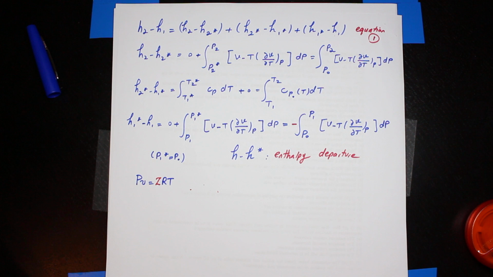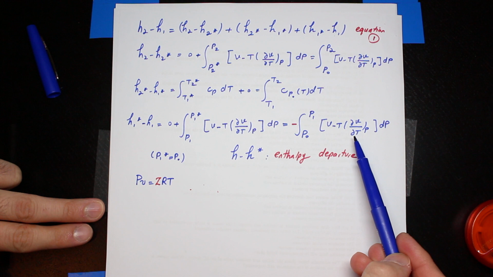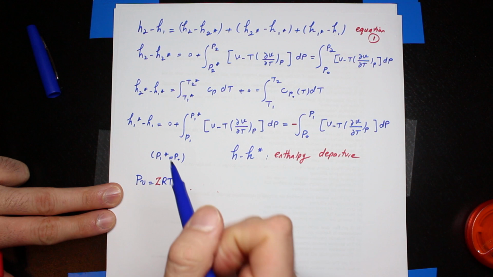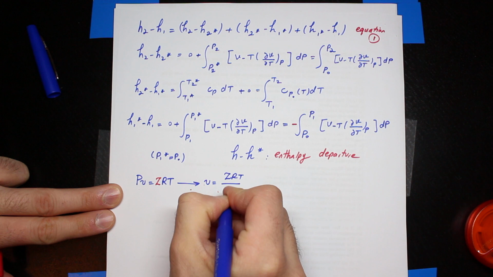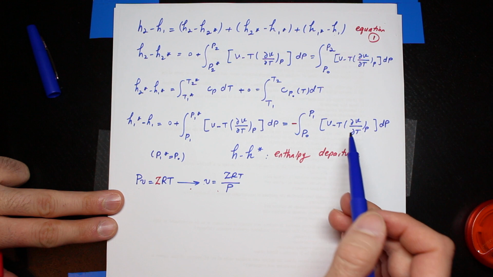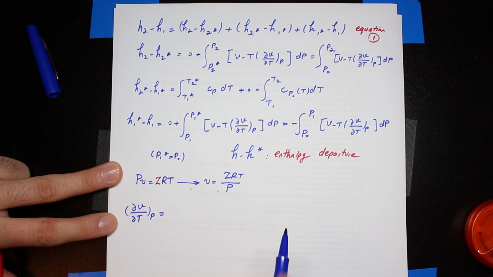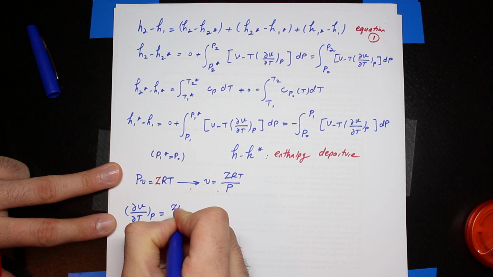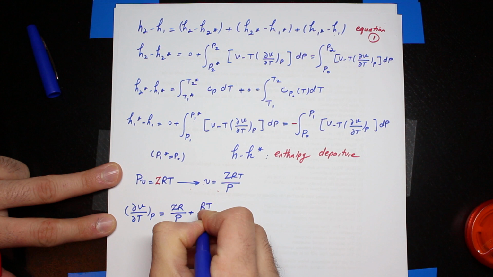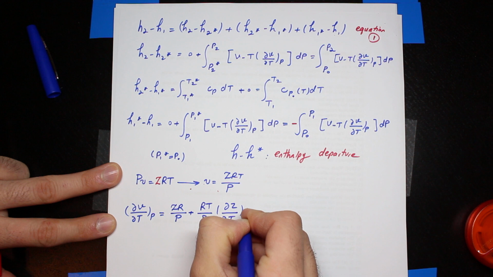So let me play with partial V, partial T for a constant pressure. Because I already have this one here, based on that, I can say V is equal to ZRT over pressure. Okay, so let me see if I can simplify the entire bracket. But before that, let me see what partial V, partial T is. Partial V, partial T for a constant pressure is going to be equal to, I need to get the derivative of this, and that will be ZR over P plus RT over P partial Z partial T at a constant pressure. Okay?